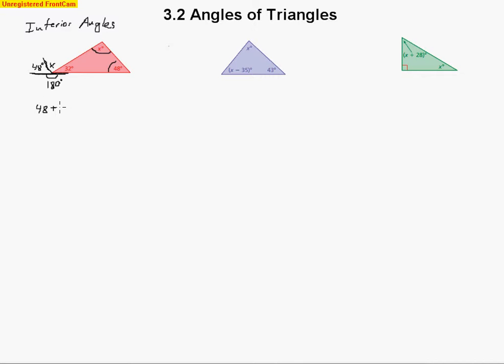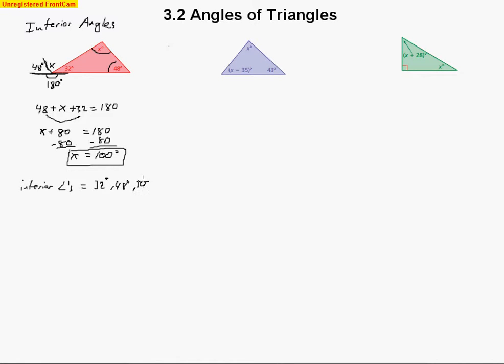So 48 plus x plus 32, that's the sum of the angles, and it equals 180 degrees. When I sum these two numbers, that gives me 80, and then plus the x equals 180 degrees. Then I subtract that 80, and that gives me my missing angle, which is 100 degrees. So that is what x is in this case. Sometimes they ask about what the interior angles are. Those are just the 32 degree angle, the 48 degree angle, and the 100 degree angle.